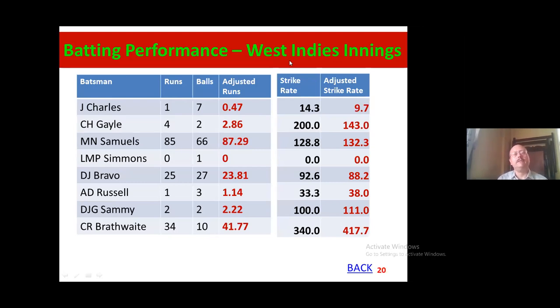So this is the West Indies England match, and the first batsman scored one run from seven balls. And in the context of the match, the adjusted runs turns out to be 0.47. So what are we talking about? Basically, cost of the run, right? Who's scoring more runs under what pressure? Actually, the other way, benefit of the run.